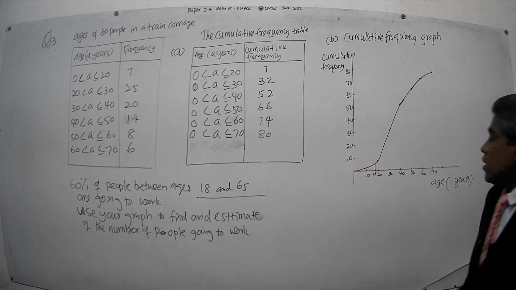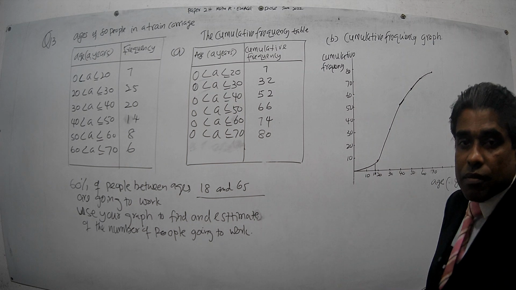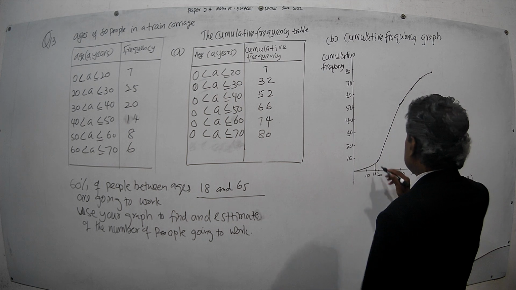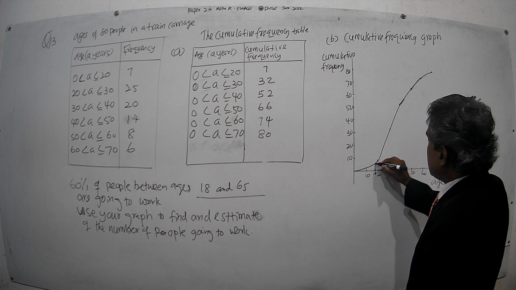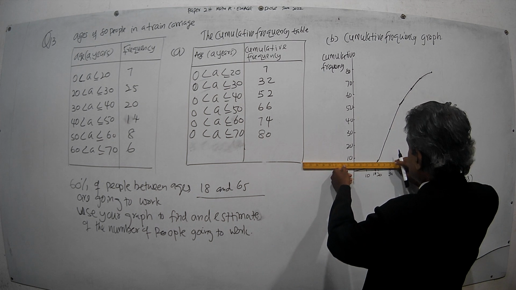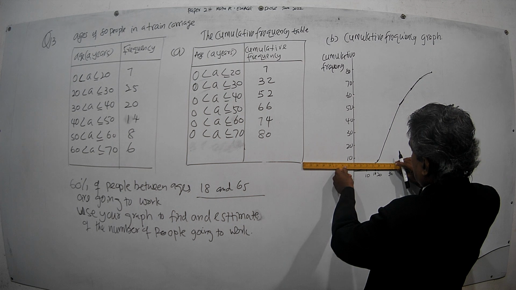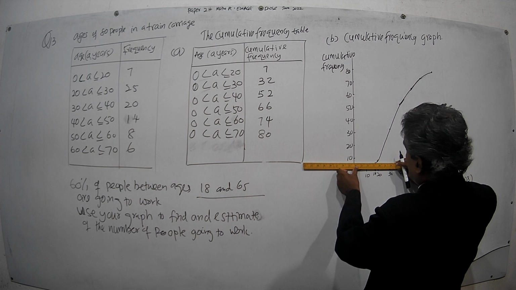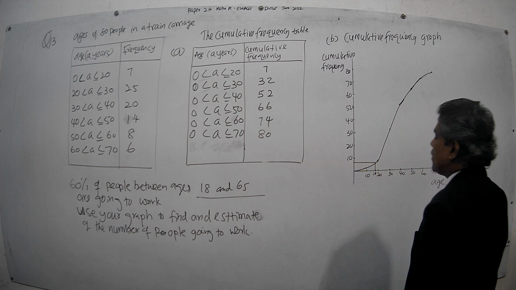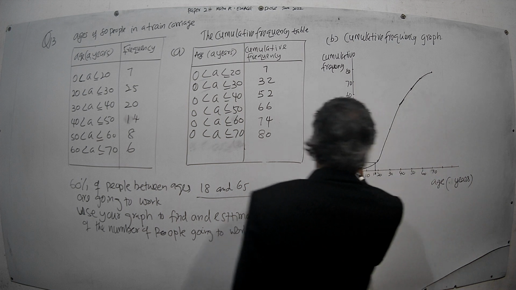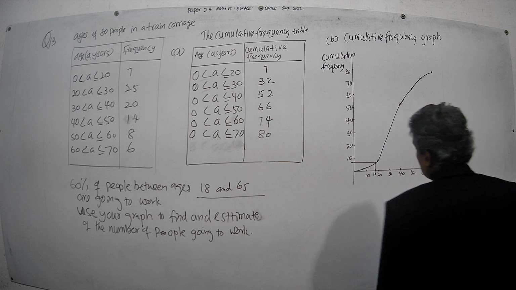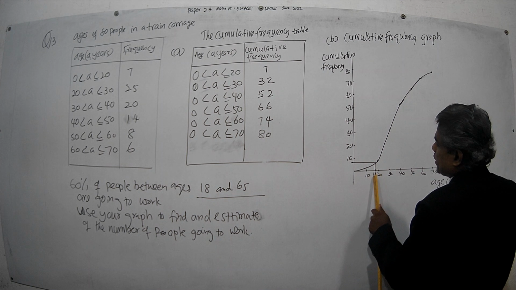Now I drew a line from 18 to the cumulative frequency graph, right? Then that line intersects the cumulative frequency graph at this point here. Then from that point you draw another horizontal line to meet the cumulative frequency axis like this. Then this will be the number of people who are 18 or less than 18.